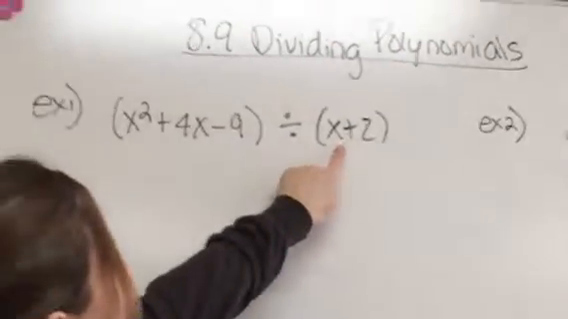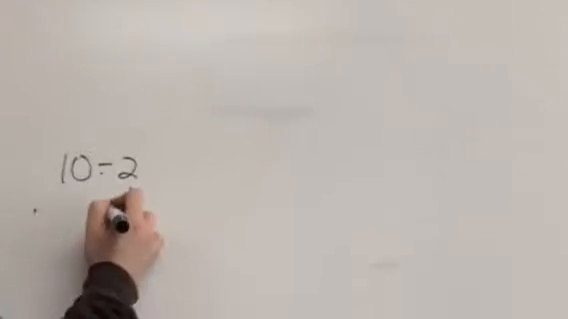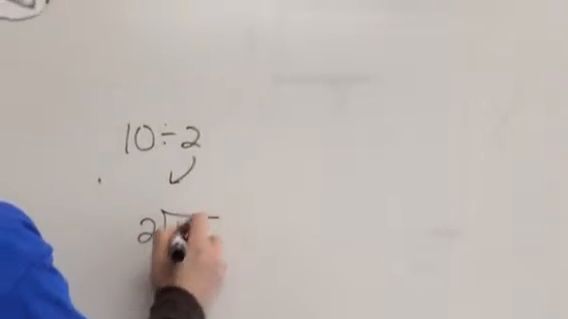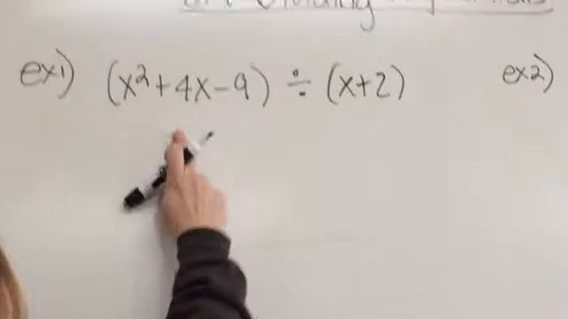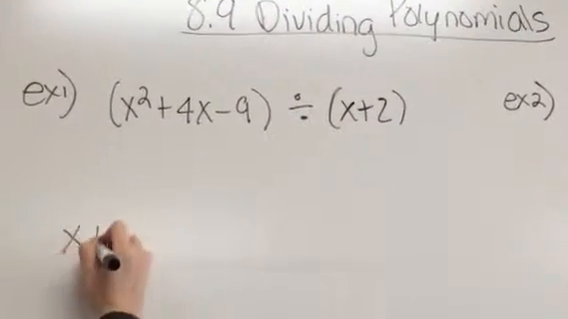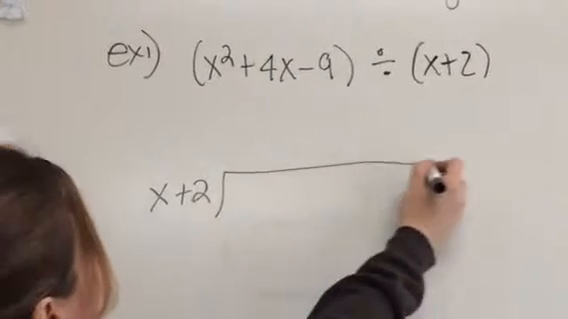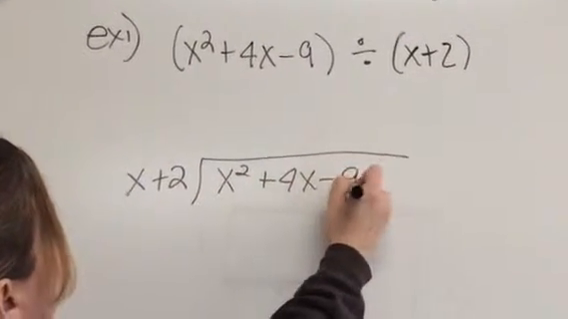So this is always the number. If you had 10 divided by 2, you know that that means 2. How many times does 2 go into 10? So it's the same thing. We're going to say how many times does x plus 2 go into x squared plus 4x minus 9. So you're going to write x plus 2 on the outside, and you're going to write x squared plus 4x minus 9 on the inside.